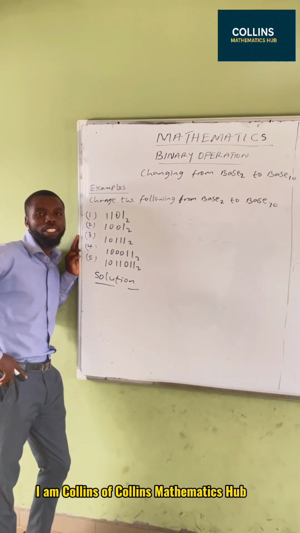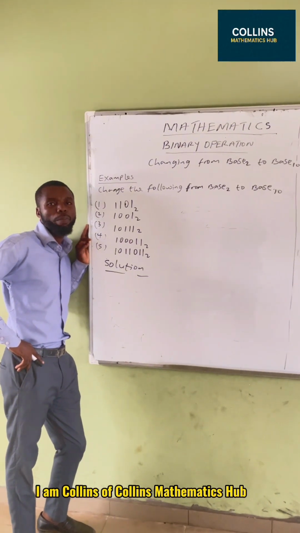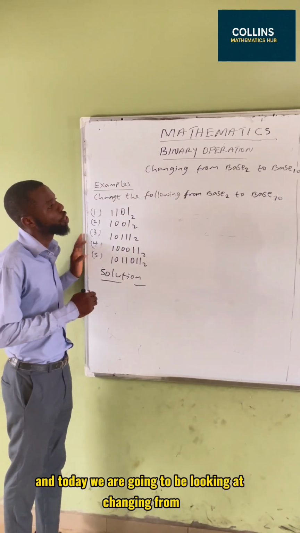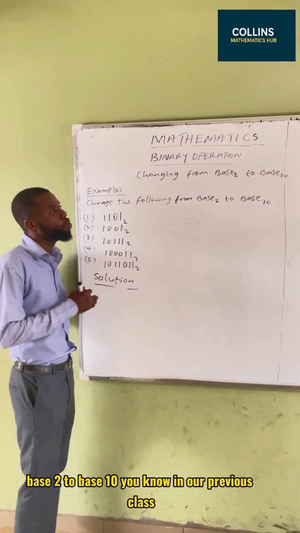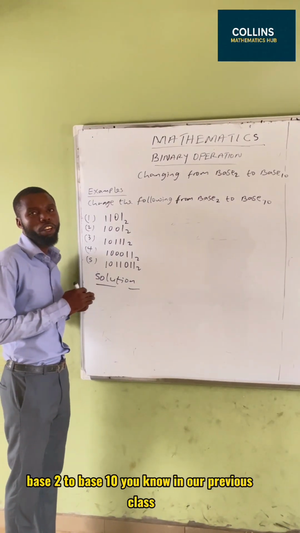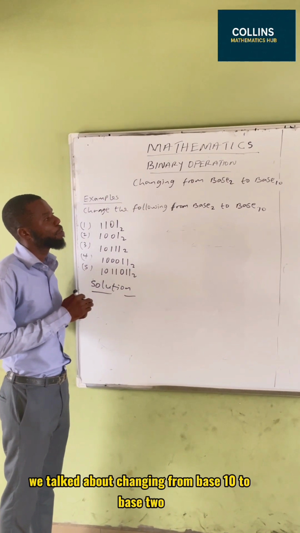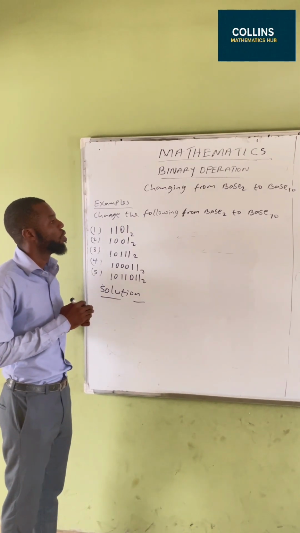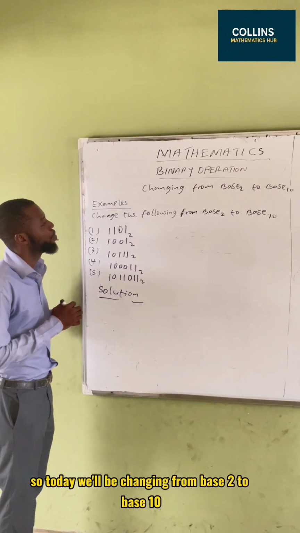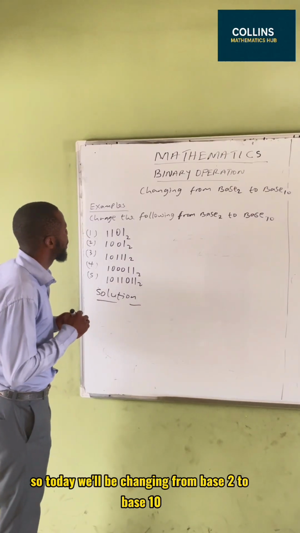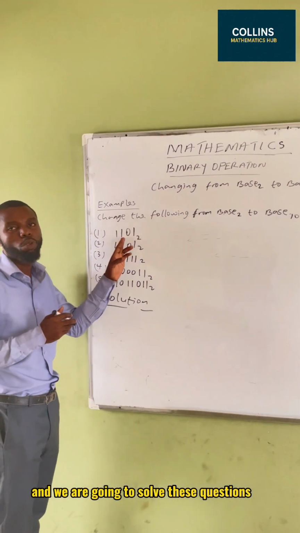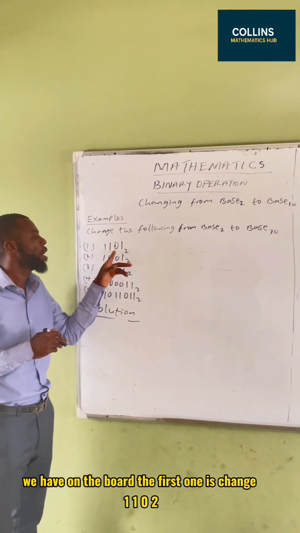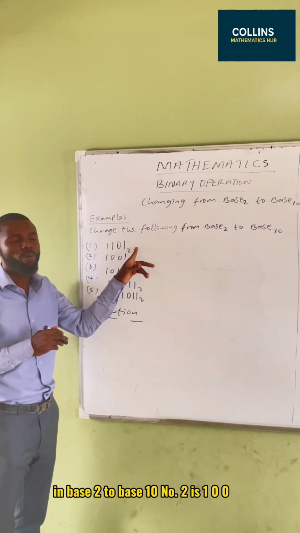I'm Collins of Collins Mathematics Hub, and today we are going to be looking at changing from base 2 to base 10. In our previous class, we talked about changing from base 10 to base 2. So today, we'll be changing from base 2 to base 10, and we are going to solve these questions we have on the board. The first one is change 1101 in base 2 to base 10.